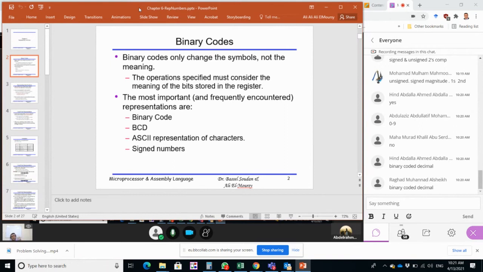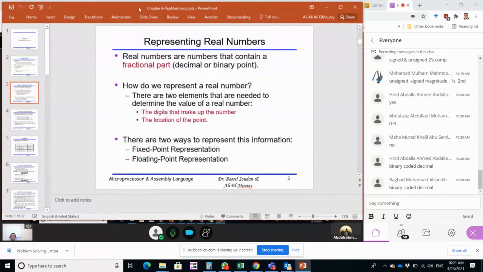The ASCII is not a representation, it's a binary representation, but this is for the code, for the letters, not only the numbers, but the letters. مش كده؟ طيب.